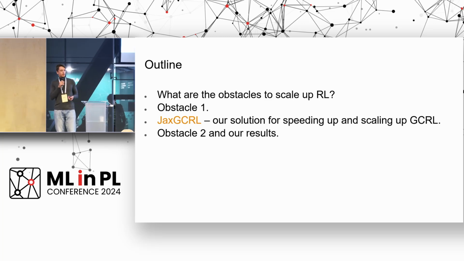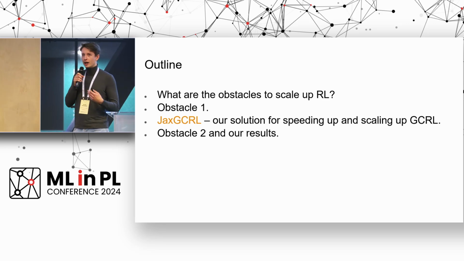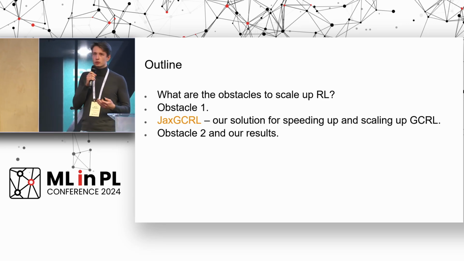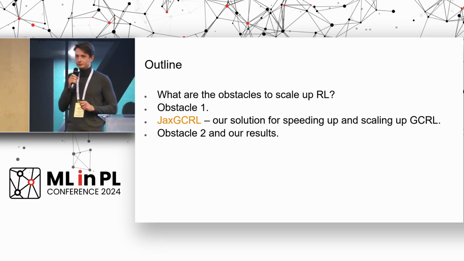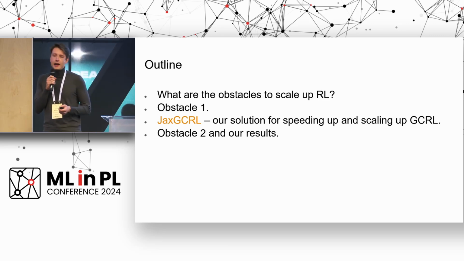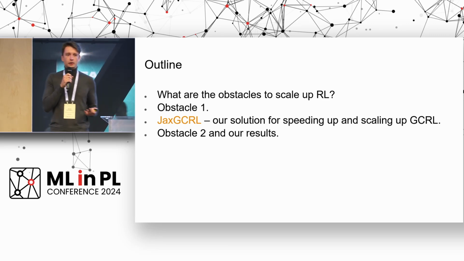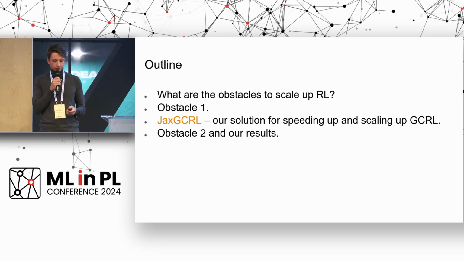First, I would like to give you a brief outline of what I will talk about. I will start with presenting you two obstacles of scaling up reinforcement learning. Then I will go to obstacle one, which I will reveal in a moment. And then I will tell you about our work, which is JaxGCRL, goal-conditioned reinforcement learning, our framework. And at the end, I will tell you about obstacle number 2 and our results.